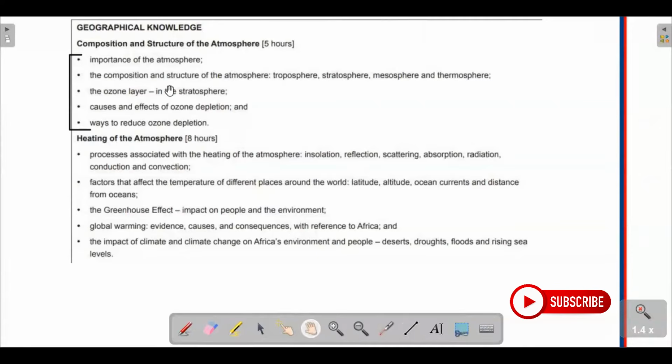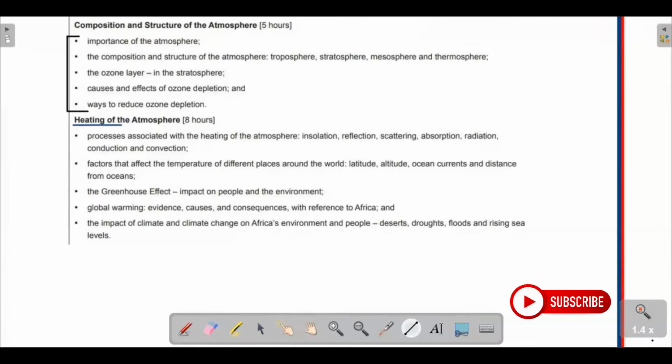So, as I said, guys, we did cover the importance of the atmosphere, the composition and structure of the atmosphere, all of the layers in the atmosphere, the ozone layer, the causes and effects of ozone depletion, as well as the ways to reduce ozone depletion. And as I said in this video, we will be starting a new subtopic under atmosphere, which is the heating of the atmosphere. And in this video, we'll only be covering the processes associated with the heating of the atmosphere.